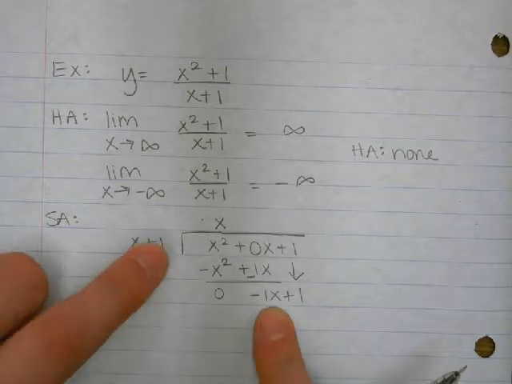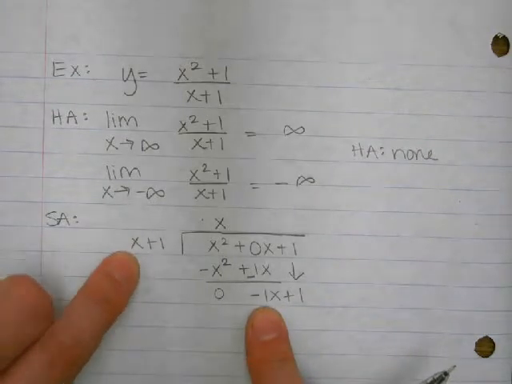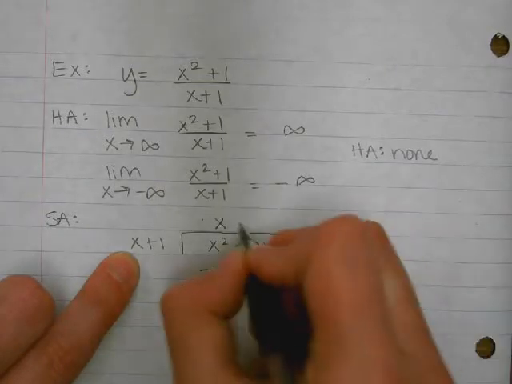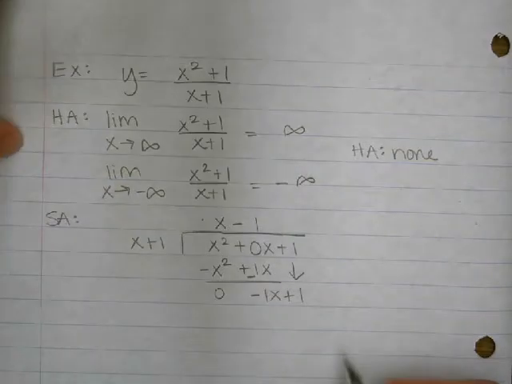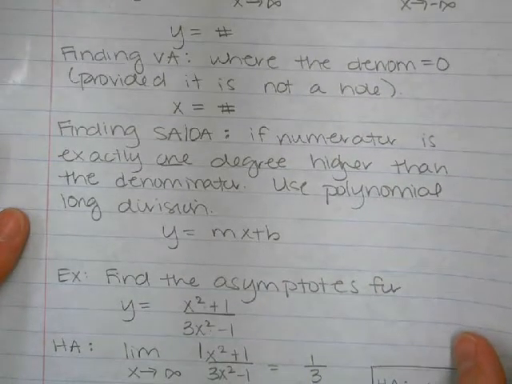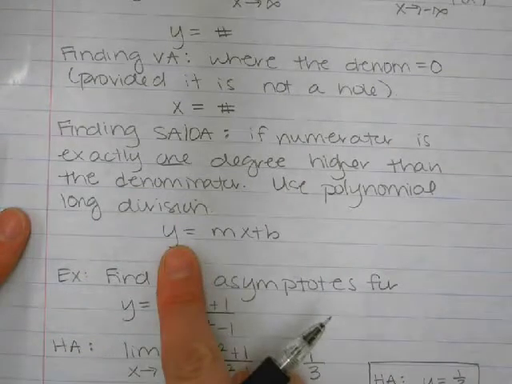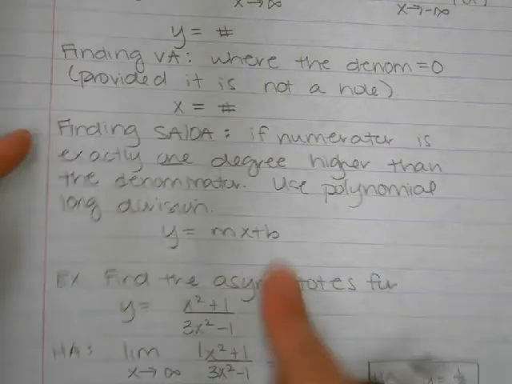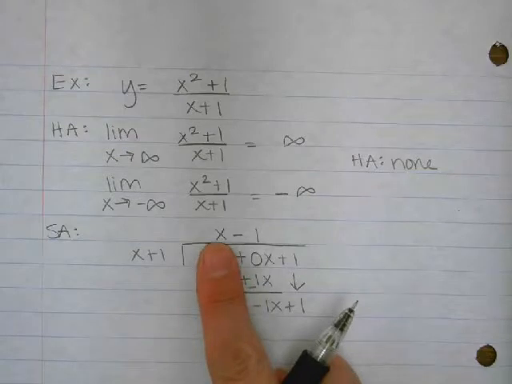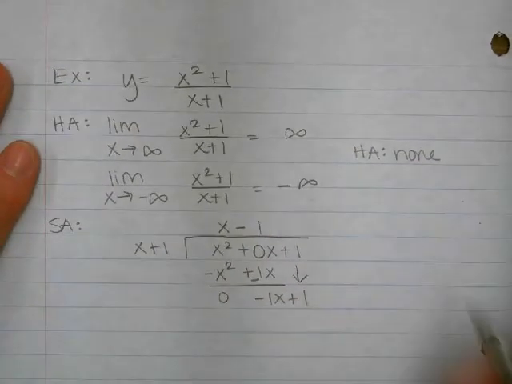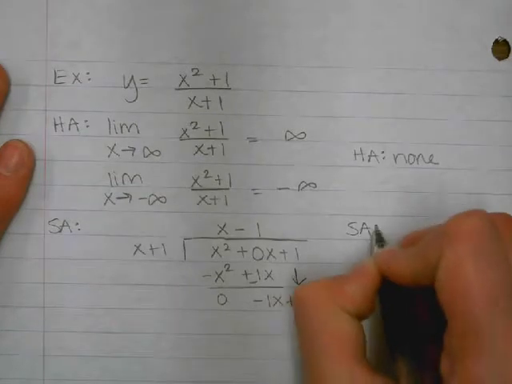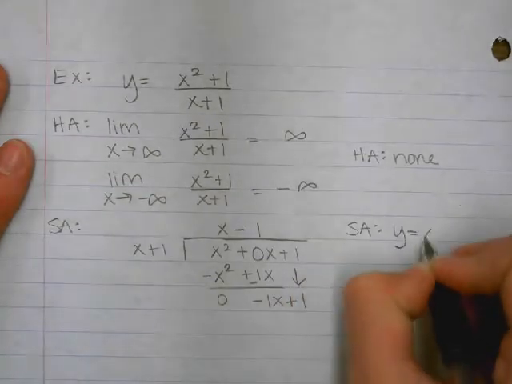And now with this, I'm going to say x multiplied by what gives me negative 1x, and the answer to that is -1. And if you guys remember what I said on the previous page of notes, when you look for the slant asymptote, you're only looking for the equation to be y equals mx plus b. So once you have y equals mx plus b, you're done. So we do not need to finish the problem. We have found the answer already. So the slant asymptote here would be y equals x minus 1.